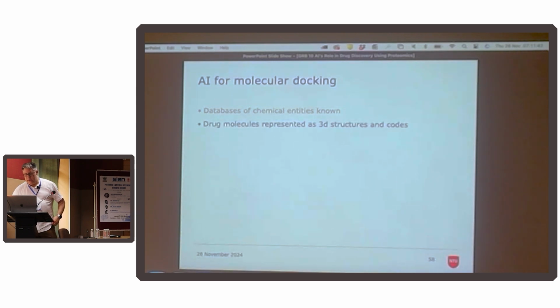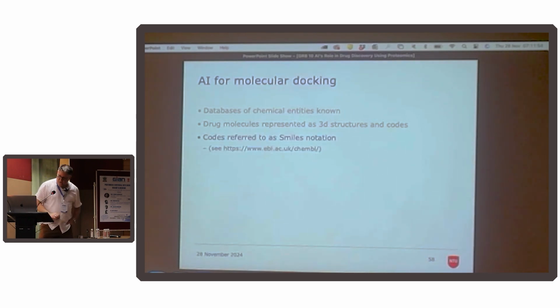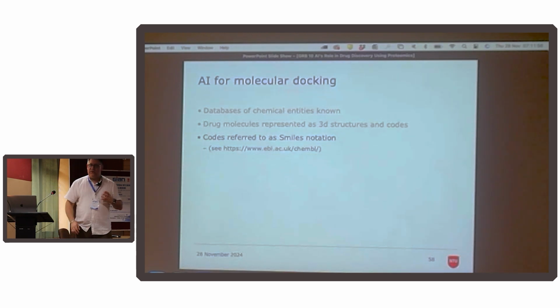So we can use AI for molecular docking as well. We can look at 3D structures, and we can look at drug molecules as structures. There are two ways of looking at drug efficacy. One way is to look at the structure, and if you remember yesterday, I talked about 3D convolutional neural networks being used for docking.